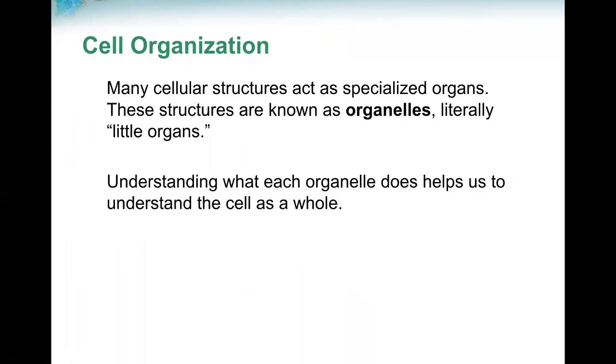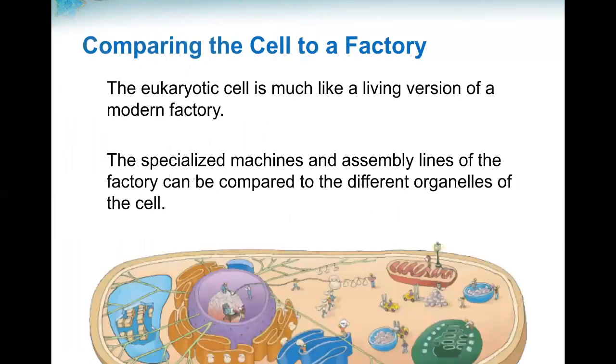Many cellular structures act as specialized organs. These structures are known as organelles, literally little organs. Understanding what each organelle does helps us to understand the cell as a whole. The eukaryotic cell is much like a living version of a modern factory. The specialized machines and assembly lines of the factory can be compared to the different organelles of the cell.